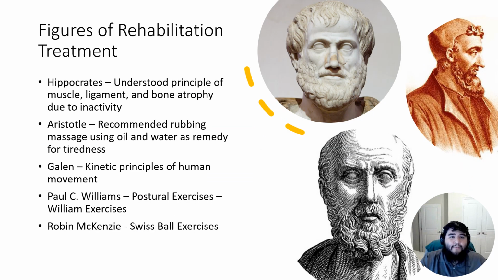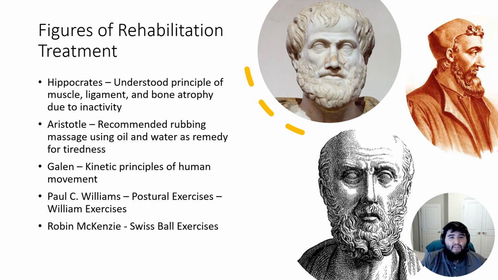Okay, so here is the figures of rehabilitation treatment. Here we're talking about Hippocrates, and Aristotle, and Galen. Hippocrates understood the principle of muscle, ligament, and bone atrophy due to inactivity. Aristotle recommended rubbing massage using oil and water as a remedy for tiredness. Galen was known for knowing about kinetic principles of human movement. These three helped create what is called modern medicine, and that is the precursor of physical therapy.